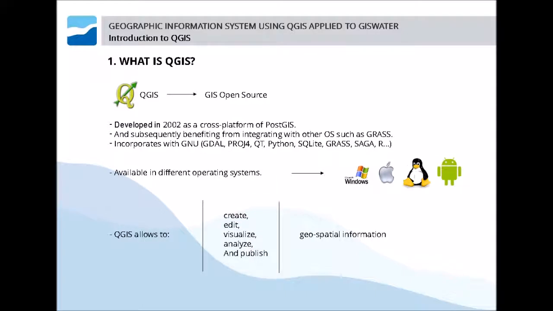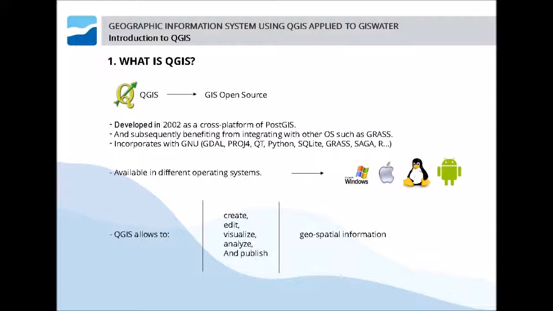What is QGIS? QGIS is a geographic information system open source software with all the advantages that it implies on open source software. It was launched in 2002 as a visualizer of the open source database PostgreSQL with its geospatial component PostGIS. Later, it incorporated the benefits of the program GRASS, which integrates GNU libraries such as GDAL, Qt, Python, SQLite, GRASS, and Saga. It is available in different operating systems such as Windows, Mac, and Linux, and at the moment there is a beta version in Android.